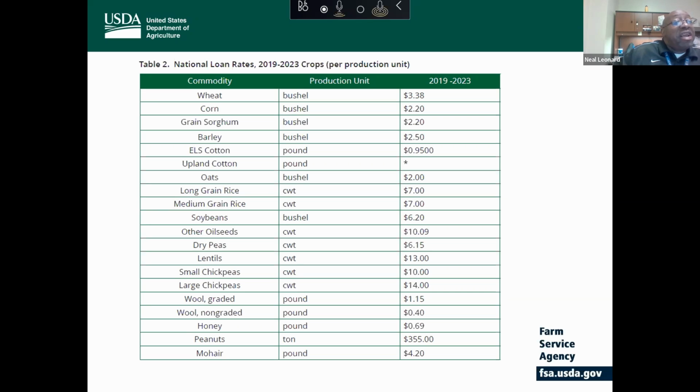So that's simply being stated. What the programs are designed to do is that if the price drops to a certain level, they can actually repay the loan back at that lower price, or they can get a loan deficiency payment. So trying to make it as simple as possible. Okay.